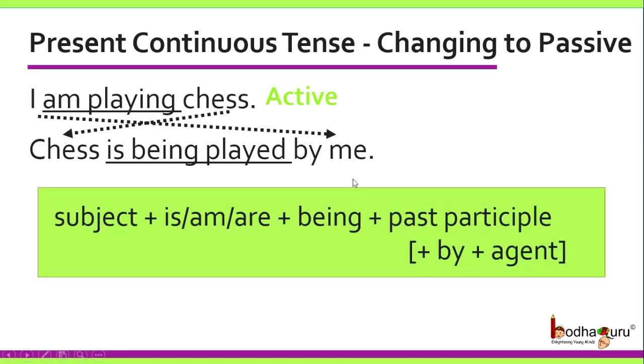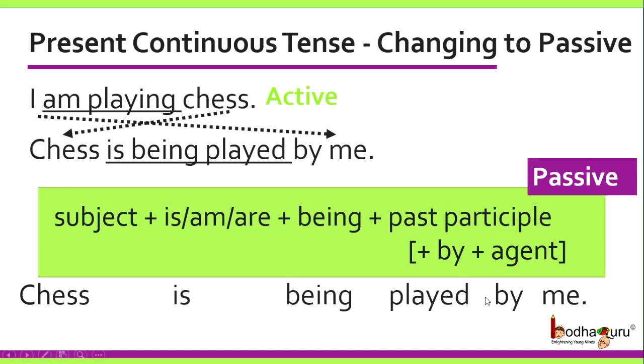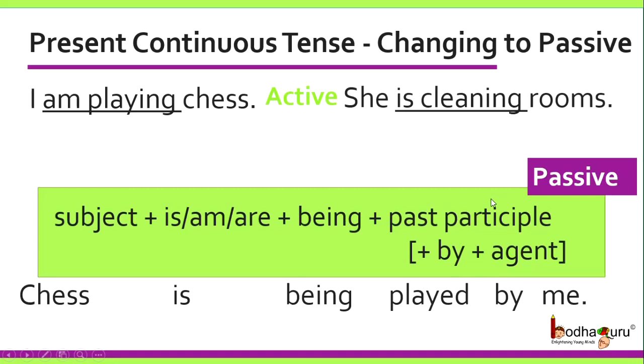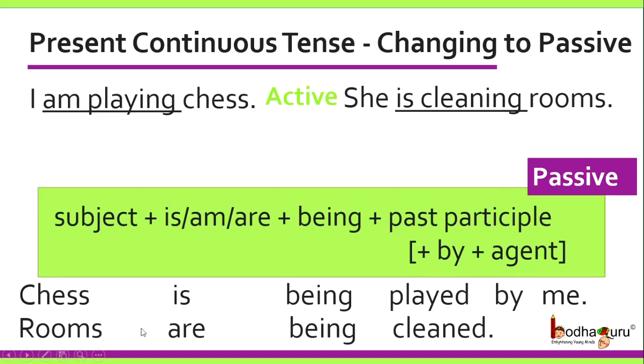Remember, the passive format for present continuous tense will be subject plus is, am or are plus being to show the continuity, and the past participle form of the verb, and it is optional to add by and the agent who is doing the task. So this is the format for passive voice. Chess is being played by me. Let's take another sentence. She is cleaning rooms. How do we change it to passive? Rooms are being cleaned, and we have omitted the optional part by her.